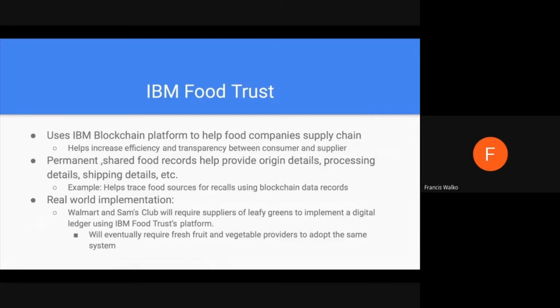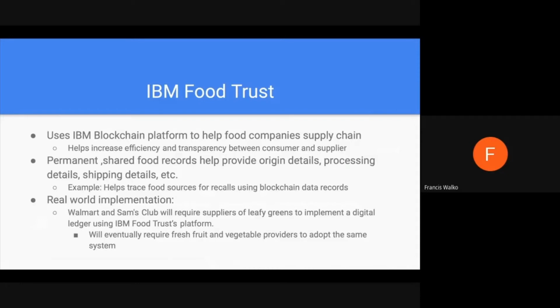With this network, IBM Food Trust has been able to log over 35,000 food data transactions. IBM has also noted that food recalls can be as much as 80% more efficient to respond to as opposed to using a traditional supply chain system.